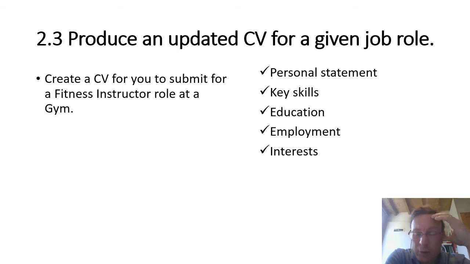So hopefully you've now got, for part 2, your annotated CV and your list of how you've developed, your list of key changes since your first CV. You're now going to create an updated CV for a given job role. Now you will have done this as part of your Unit 27 applications, so this should be good to go.